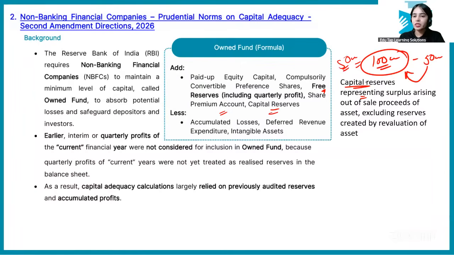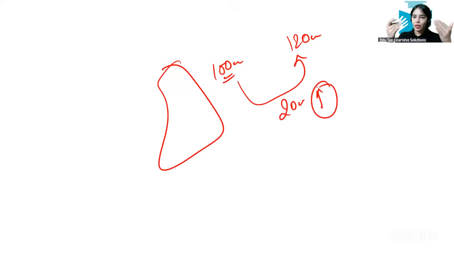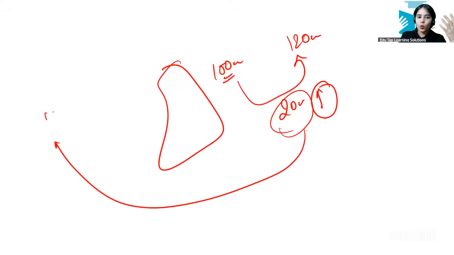So capital reserves represent the surplus that has been earned from the sale of the asset, excluding the reserves created by revaluation of asset. Let's say that the building of the bank was of 100 crores. Now it is of 120 crores. So 20 crores is the revaluation that has happened, right? 20 crores is the higher value. Can we include it in the owned fund?